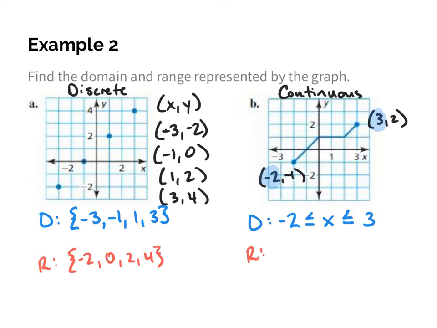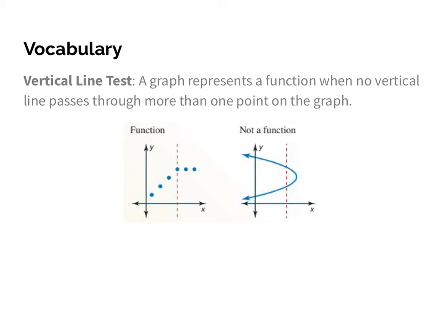I would do the same thing with the range, but instead of x, I'm going to use y. I'm still going to look at my low value and high value, so negative 1 and 2. I put my low value, negative 1, on the left side and my high value, 2, on the right side, and then I fill in the less than or equal to symbols. Again, this shows that my range values would be anywhere between negative 1 and 2. All right, so that's great, that's domain and range, looking at graphs.